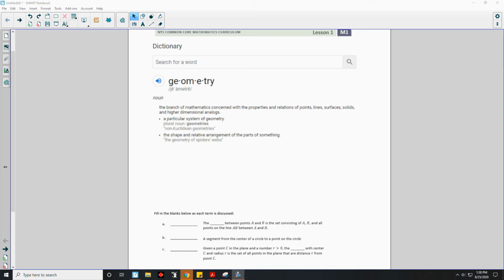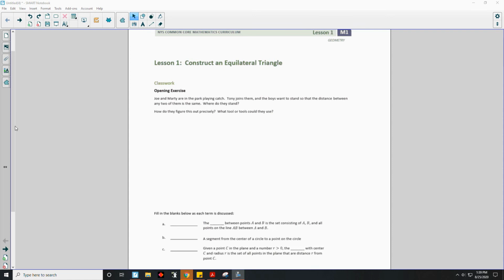is a different level of geometry that you could take in college where it deals with three-dimensional geometry. And then we have the shape and relative arrangement of the parts of something. The geometry of spiders' webs, for example. Okay, so let's get started on lesson 1.